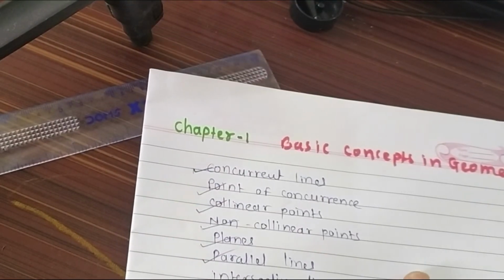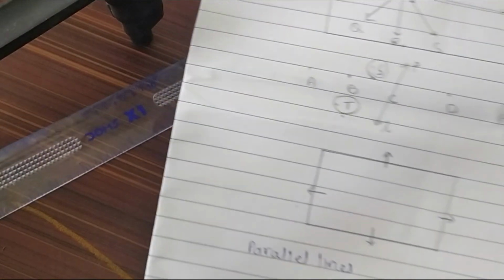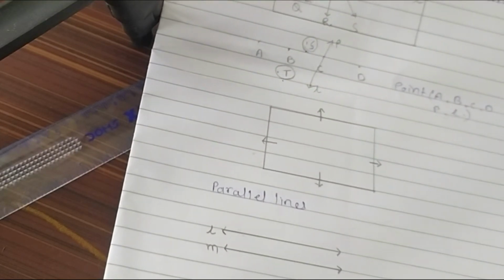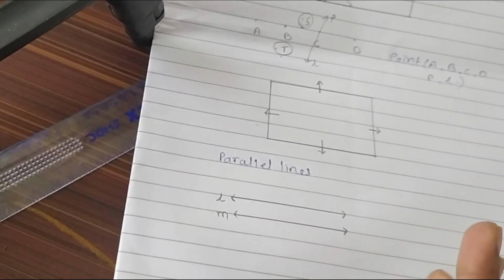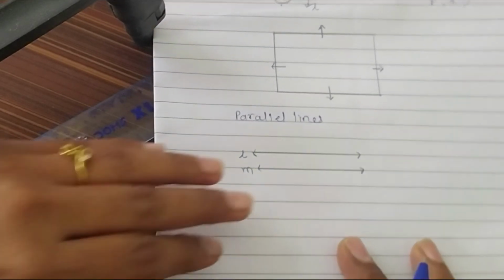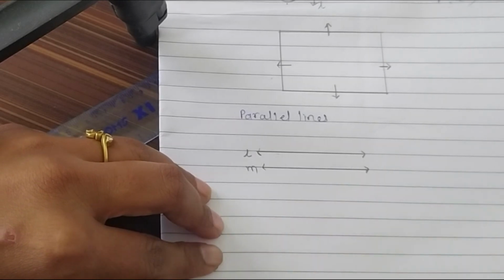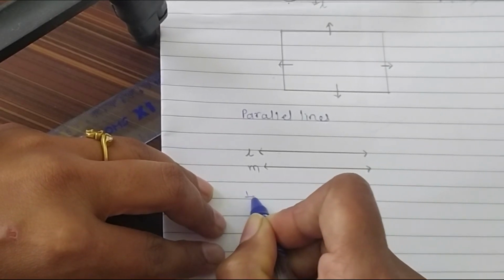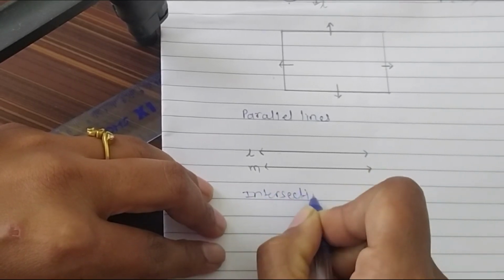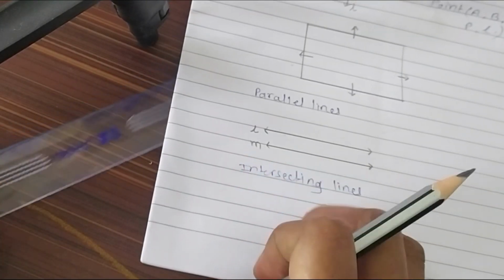The final point in basic concepts in geometry from this chapter is intersecting lines. So what are the intersecting lines? Intersecting lines are exactly opposite to the parallel lines. Parallel lines lie in the same plane but do not intersect each other. But intersecting lines are lines which intersect or cross each other. Let's draw the intersecting lines.